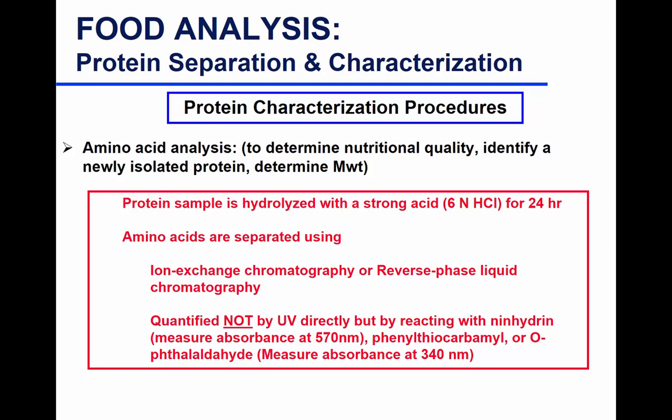Now, in order to quantify, as you already know from food chemistry or other places, not all amino acids absorb light. You only have those 3 aromatic amino acids that absorb light: tryptophan, tyrosine, and phenylalanine. So we cannot just measure UV absorption. We have to react each amino acid with a compound to give you a color, and then you measure absorption or fluorescence. If you measure with ninhydrin, you can measure absorption at a particular visible wavelength. If you react with acetaldehyde, you can measure absorption, but mostly you would measure fluorescence in this case.